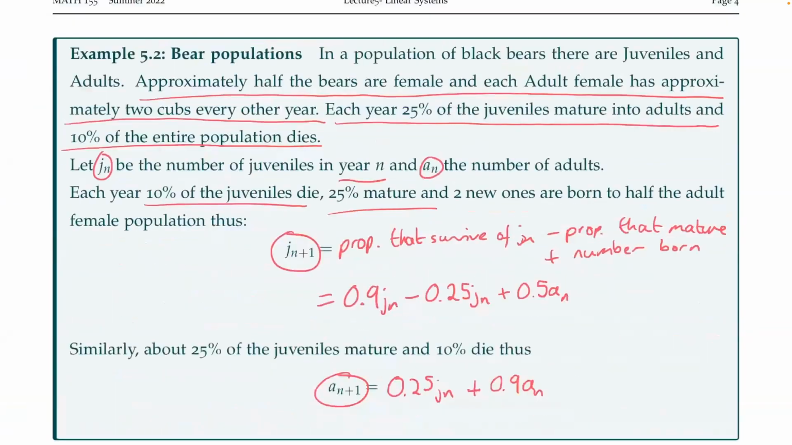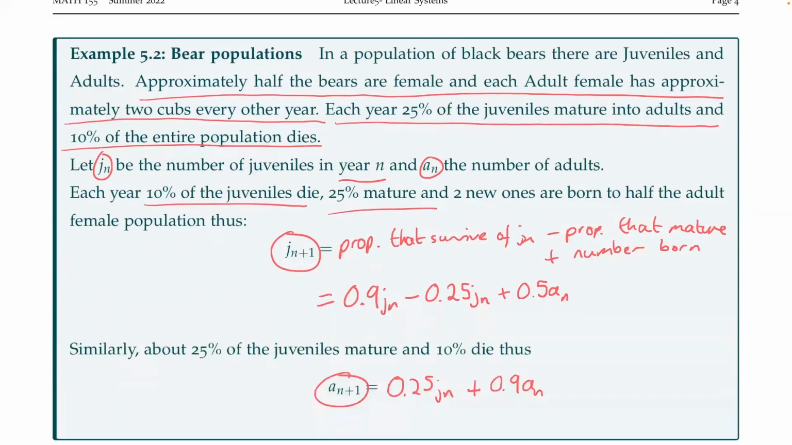The example of a dynamical system was given where we've got juveniles and adults of a species, in this case bears, and we have some rules around how many juveniles are produced per adult, how many adults live to the next year, how many juveniles die, and so on.